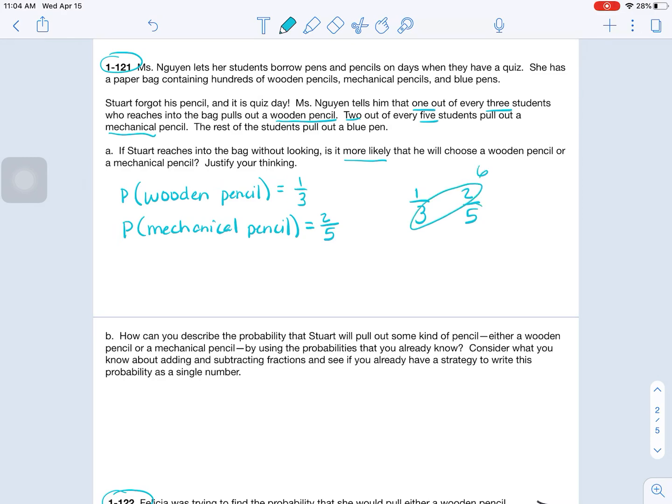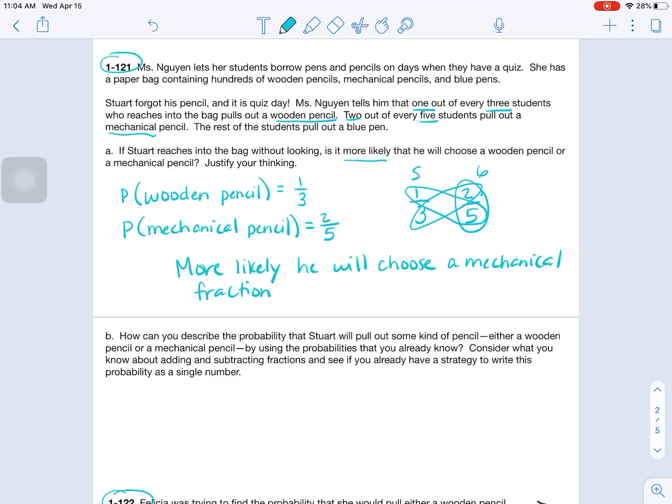You can do this a number of ways. I like to go with cross multiplication. It's a quick way to figure out that 2/5 is going to be bigger. So it's more likely he will choose a mechanical pencil because that has a larger fraction. And so justifying our thinking would be that 2/5 is greater than 1/3.